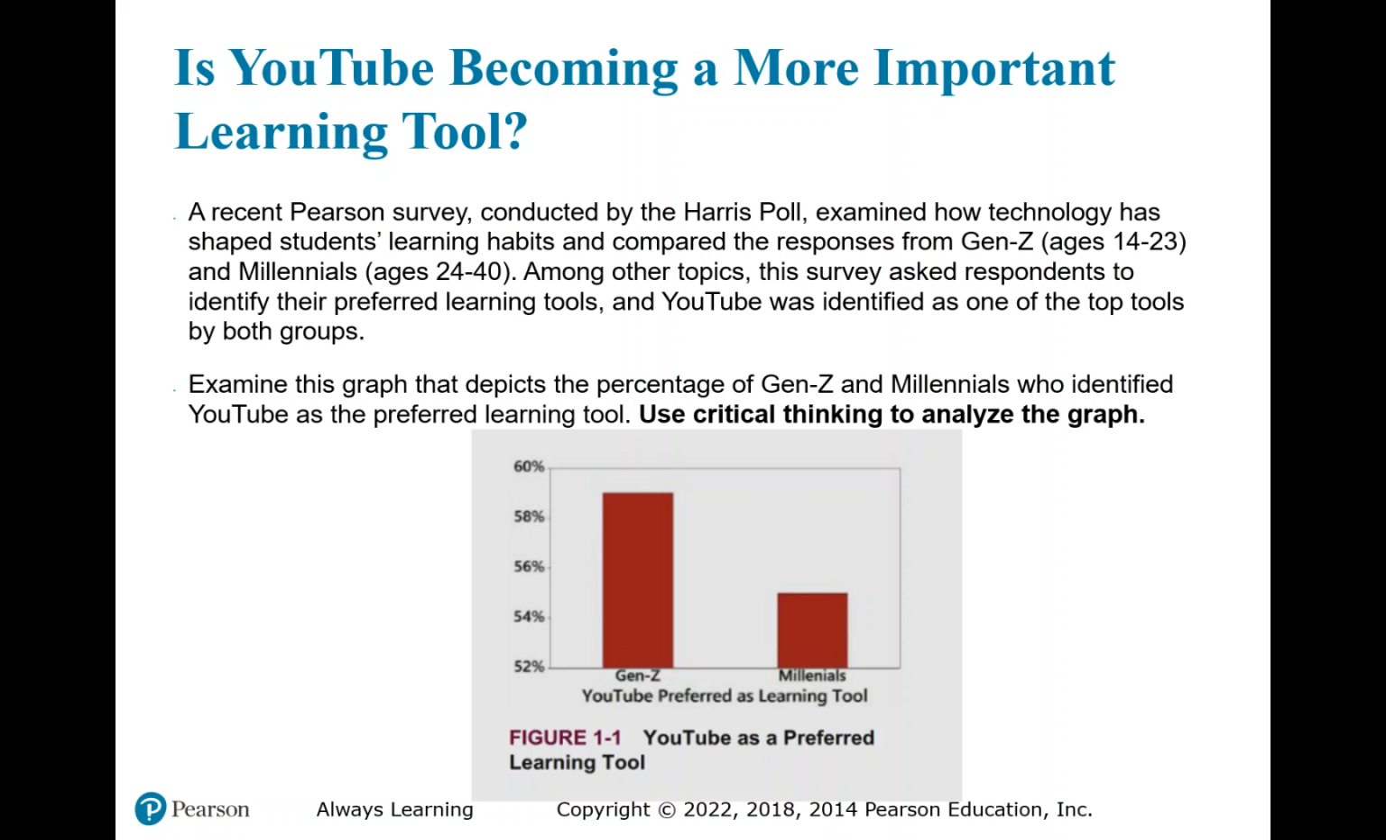So when we analyze a graph, we want to look first at the comparisons of the data shown by the heights of the bars. So the Gen Z had a preference between 58% and 60%, so that might be close to 59%. The millennials had a percent between 54 and 56, so the comparison is 55% of millennials compared to about 59% of Gen Z who preferred YouTube.